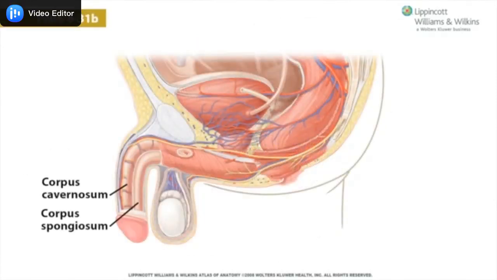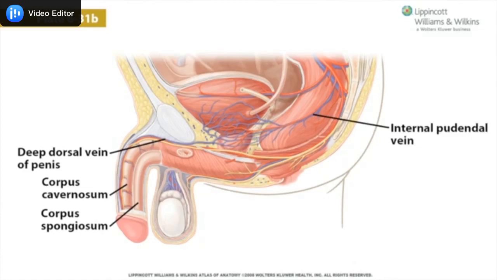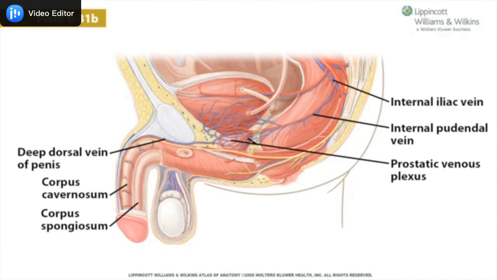Blood from the corpus spongiosum and cavernosum drains into the deep dorsal vein of the penis, which is found at the midline, like the deep dorsal vein of the clitoris, and is said to communicate with the internal pudendal vein. However, the deep dorsal vein of the penis primarily drains into the prostatic venous plexus, which communicates with other visceral venous plexuses within the pelvis that ultimately drain into the internal iliac vein. The superficial vein of the penis drains the skin and superficial fascia and ultimately drains into the superficial venous system of the thigh, which ends in the great saphenous vein.